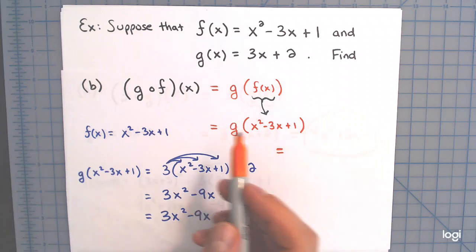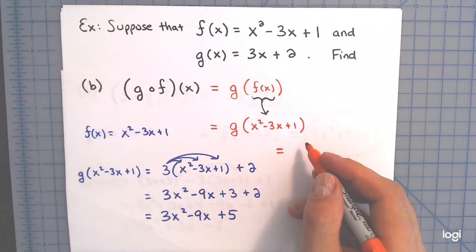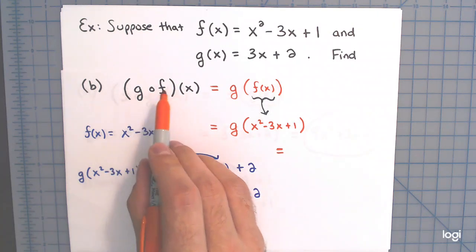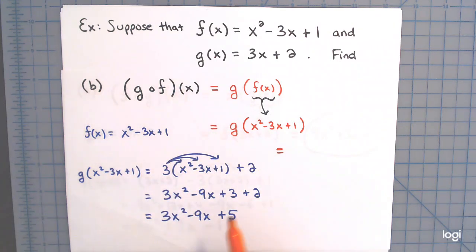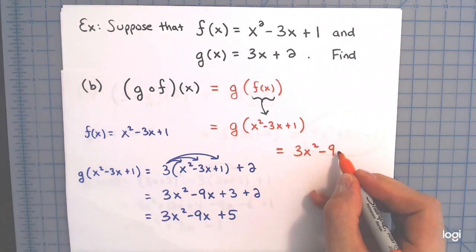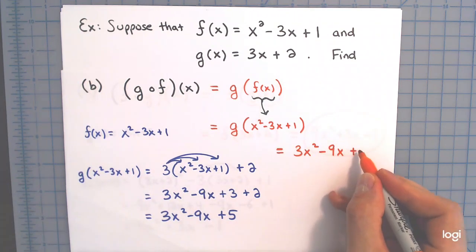I'm only composing these two functions. So the value of g of f, or g composed with f, at any input x is going to be 3 times that x squared minus 9 times that x, then plus 5.